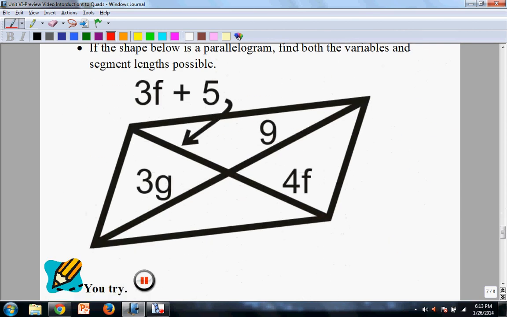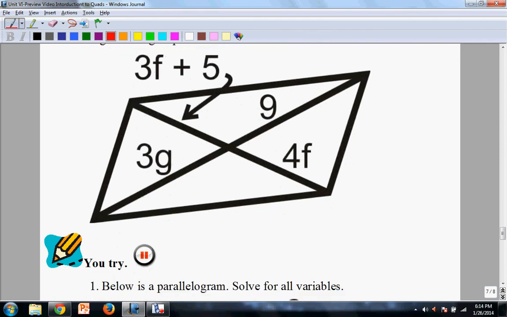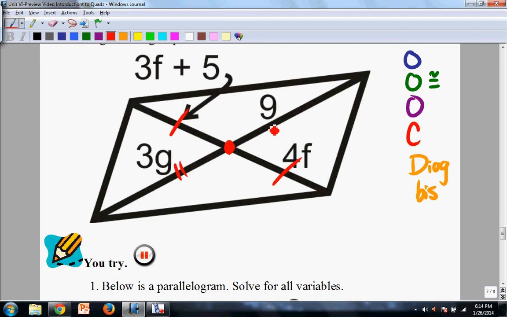If the shape below is a parallelogram, find both variables and segment lengths. So let's keep in mind what our qualities are. So things that deal with segments, we have opposite sides which are congruent, and then this last one is diagonals which bisect each other. Those have to deal with segments. So if the diagonals bisect each other, that means we have a midpoint going both ways. So these are equal, and these are equal.